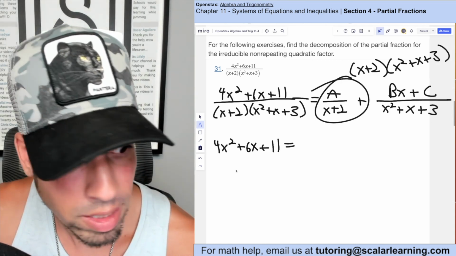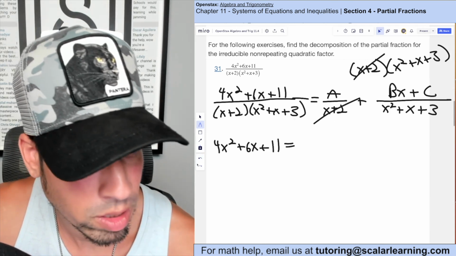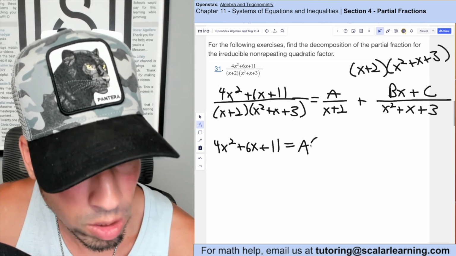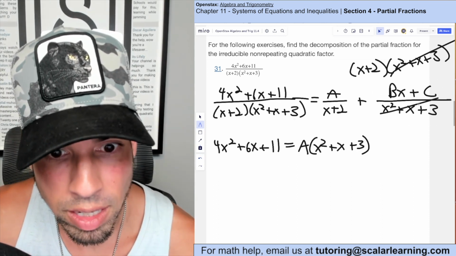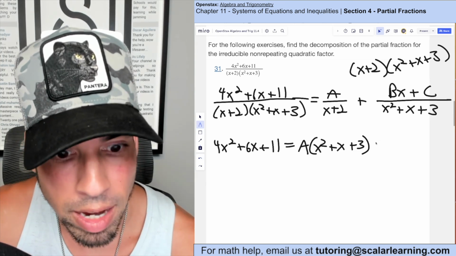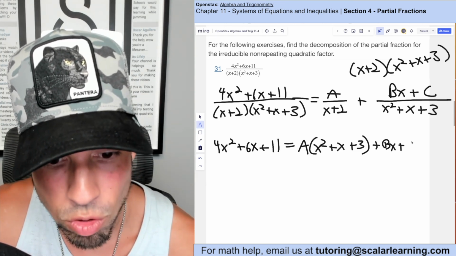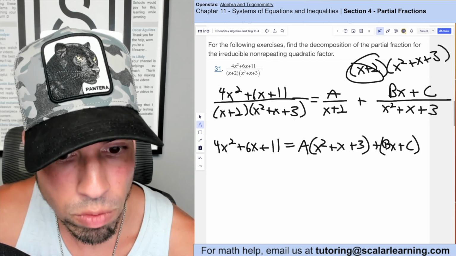And then we multiply against this term, right? X plus 2 is going to cancel out, and we get a times that quadratic. And then we multiply against this term, right? These are going to cancel, and then you get bx plus c, that numerator, times what we got left over, which is x plus 2.